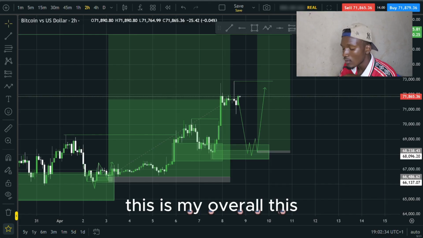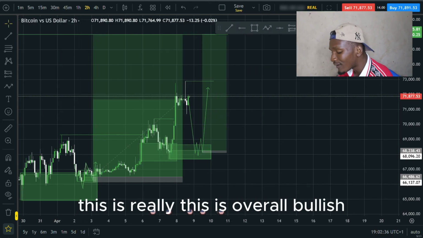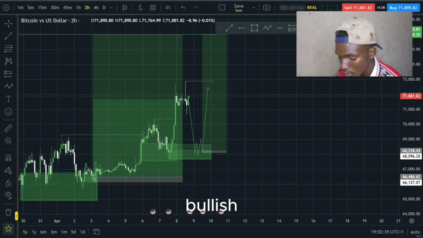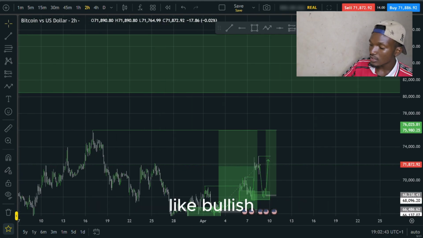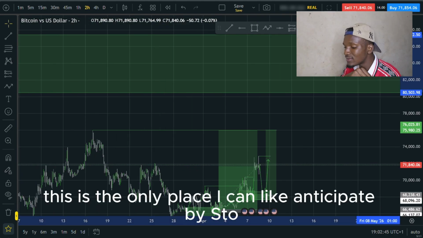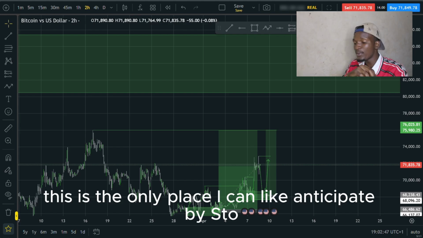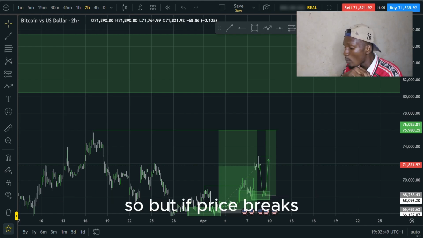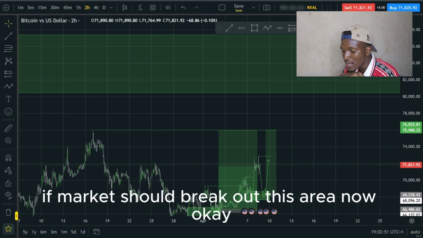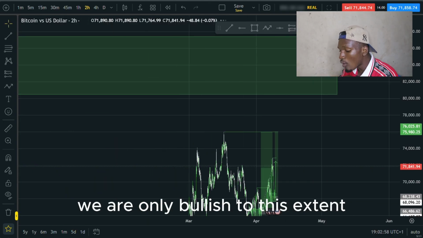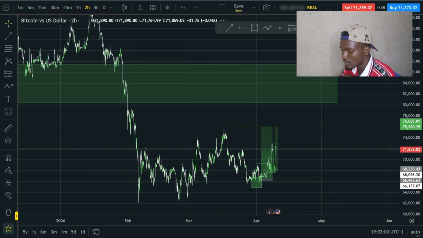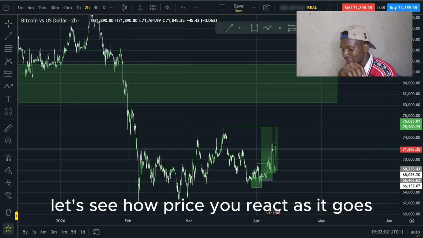This is my overall bullish take profit. This is the only place I can anticipate buys to. But if price breaks out of this area, I say, okay, we are fully bullish, but we are only bullish to this extent. Let's see how price will react as it goes.